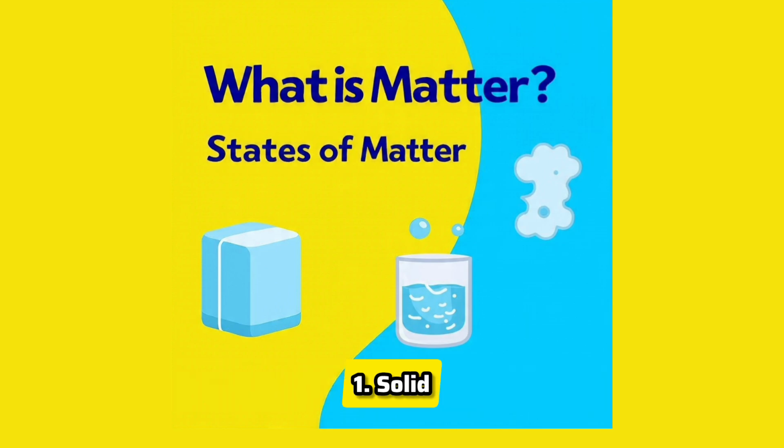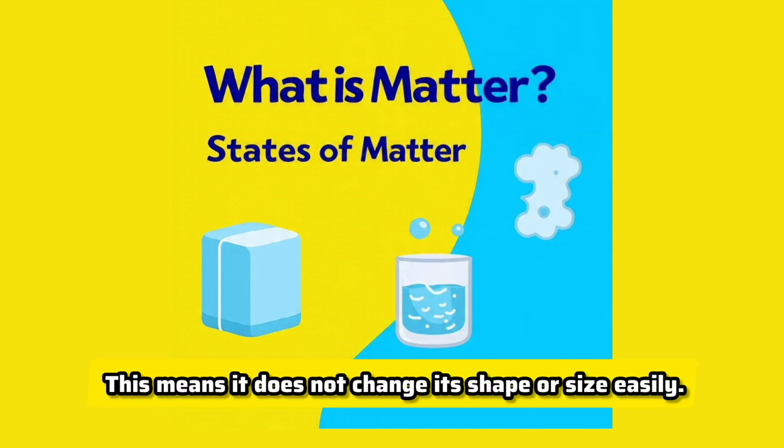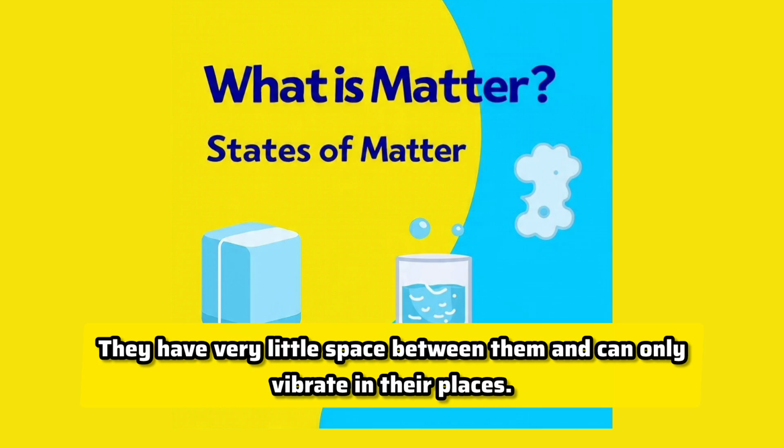1. Solid. A solid has a fixed shape and a fixed volume. This means it does not change its shape or size easily. In solids, the particles are packed very closely together. They have very little space between them and can only vibrate in their places.